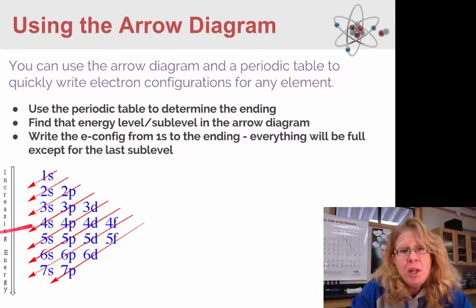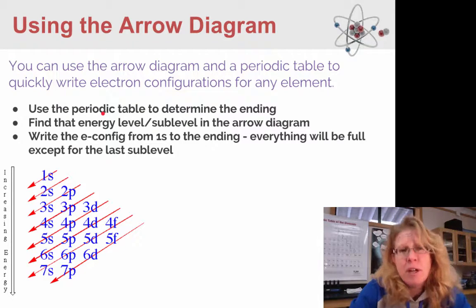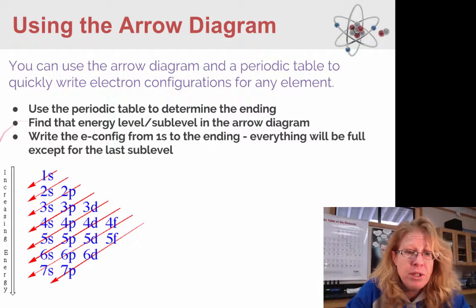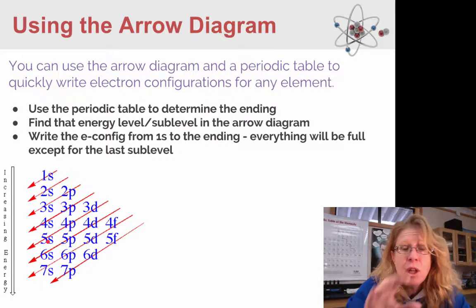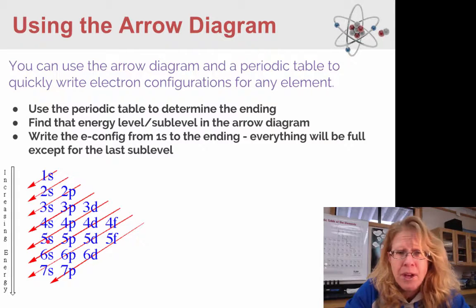So number one, you want to use that address method. Use the periodic table to figure out what column, what block, what row it's in, and figure out the ending of your particular electron configuration. The next thing you do is look in your arrow diagram and figure out where it is. So is it something in the D block? Is it something in the P block? Is it in the S block? Where is it? Locate that ending in your periodic table and/or in your arrow diagram.